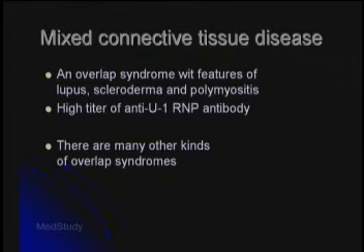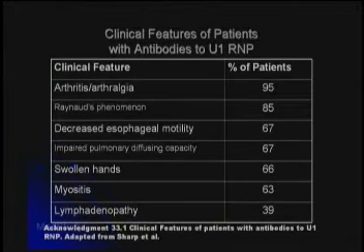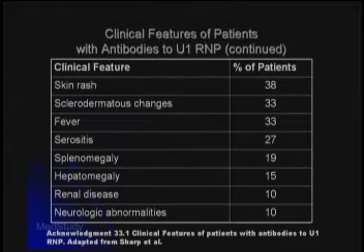So the MCTD one is the high U1-RNP, and then I've already told you some of the features, but the ones that you want to clinically put in your heads are, for the MCTD patients, beside the U1-RNP, the arthritis, the very significant Raynaud's, the esophageal problems, and they have very swollen, sausage-like hands. That's a dead giveaway. If they're describing this patient with very swollen digits, sausage-like, you just smile and say, no problem.